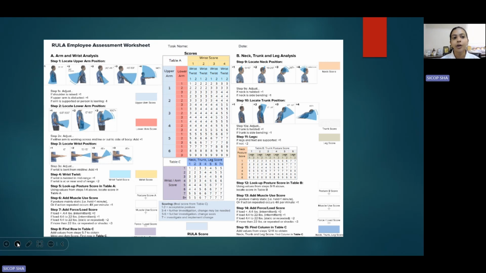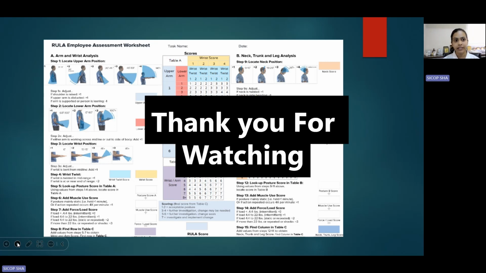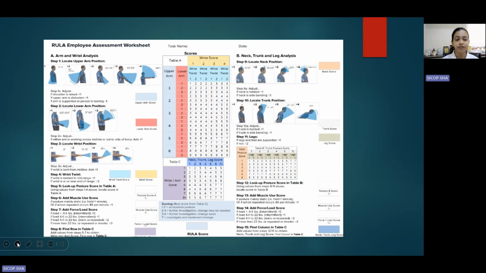In the Rapid Upper Limb Assessment, as we can see, it is divided into various components. First is the arm and wrist analysis. After we do that, we move on to step 1, step 2. Step 3 will be to locate the wrist position. After we finish step 1 to step 8, we move on to the right hand side of the sheet, which is the neck, trunk and leg analysis.